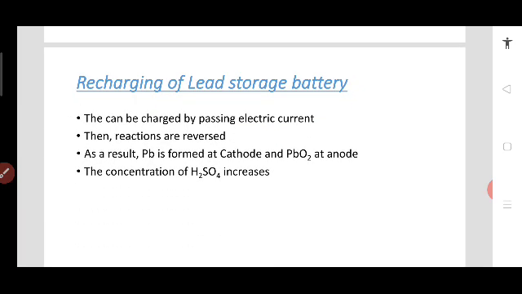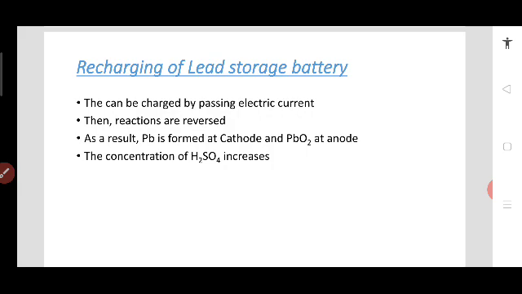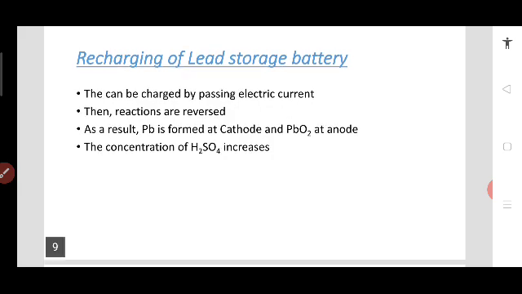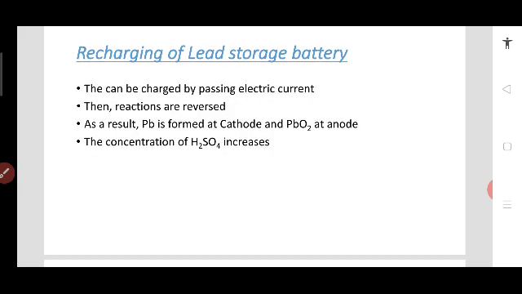Recharging of the lead storage battery. It can be charged by passing an electric current, and then the reactions are reversed. As a result, Pb is formed at the cathode and PbO2 at the anode. The concentration of H2SO4 increases.